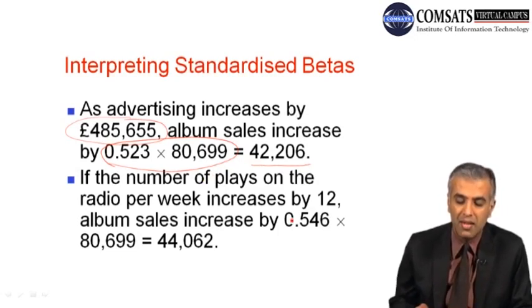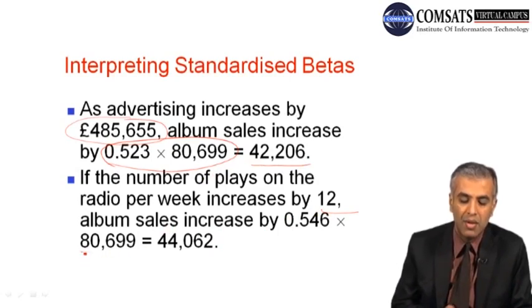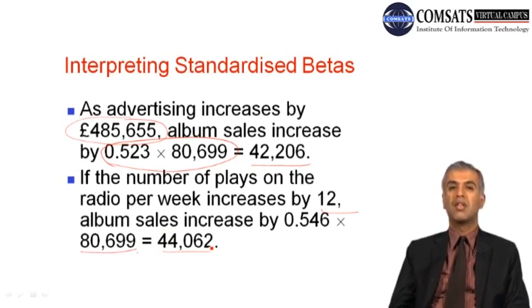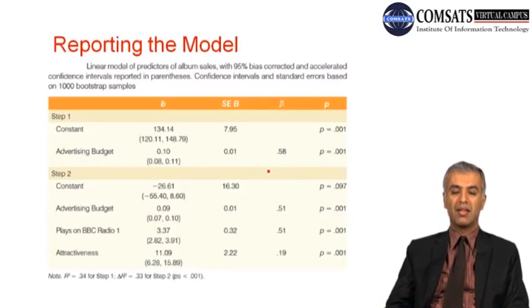Again, if we increase the number of plays, then we can say that the amount of sales would increase by this much extent. So basically this is another way of getting the same result, but it depends upon the user how to interpret these beta values depending upon the requirement which is needed in this case. So this is the way standardized betas work.